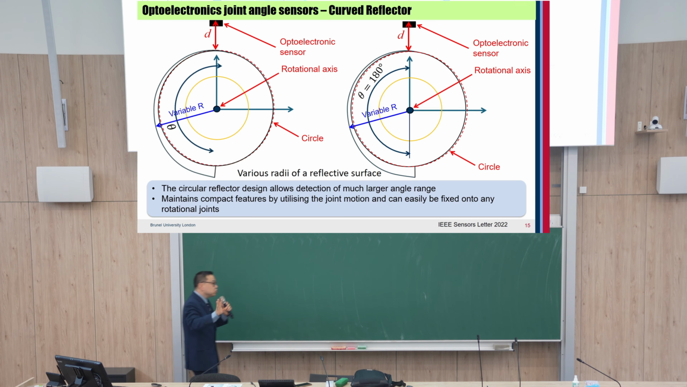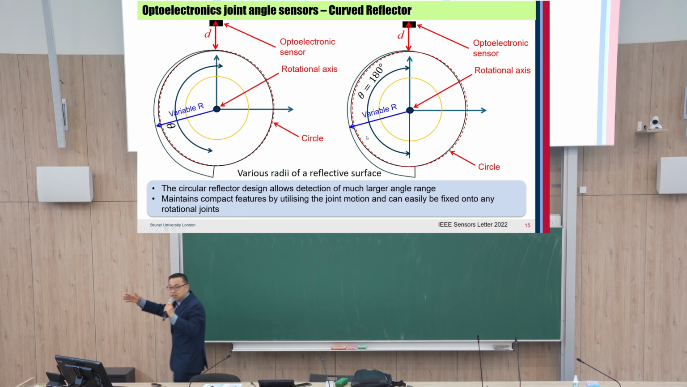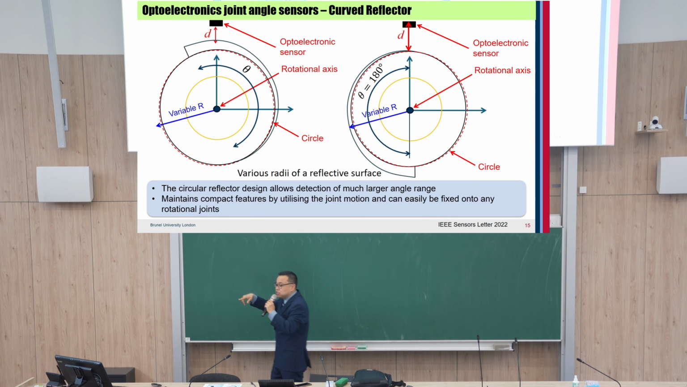So now see here, the optoelectronic sensor. Now we change the reflector shape a little bit, with various radii of a reflective surface. Most of the time, with some rotation axis, this is a constant circle. However, we slightly change the radius. The radius is slightly increased, right? At that time, you can see here.